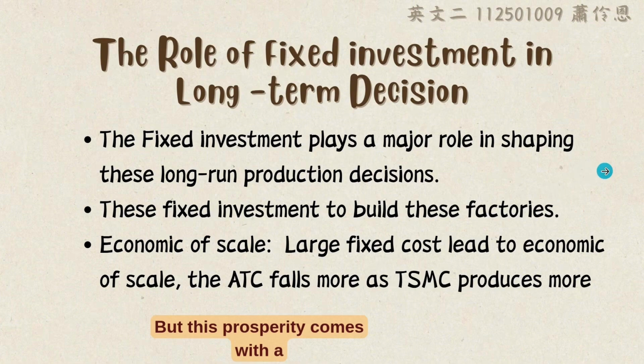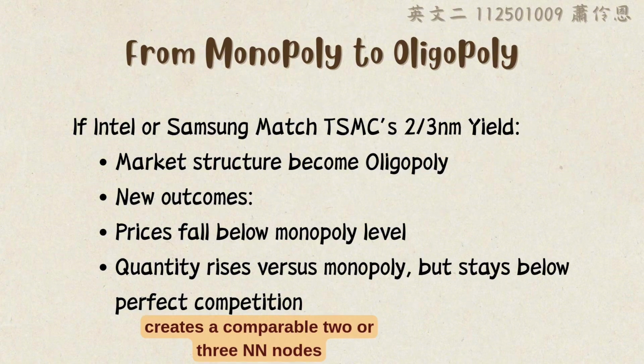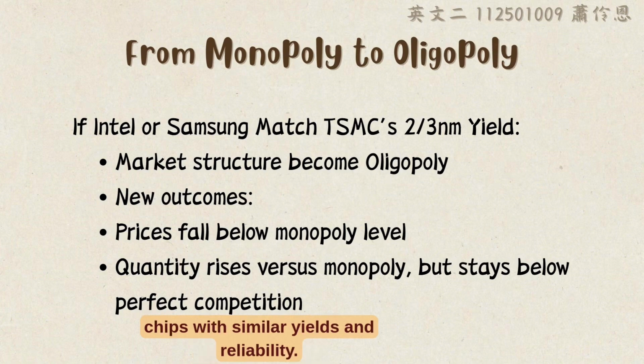But this prosperity comes with a danger. It will halt if Samsung Foundry or other companies successfully create comparable 2 or 3 nm node chips with similar yields and reliability.